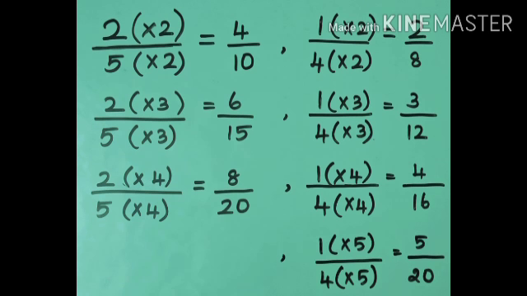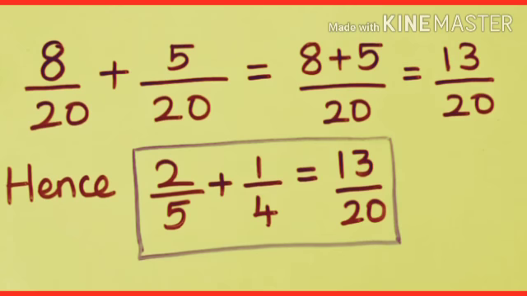So we can easily make this 1 by 4 reach the denominator 20 by multiplying it by 5. So start multiplying 1 by 4 by 5 on the numerator and denominator. We find the equivalent fraction of 1 by 4 as 5 by 20. Now we have reached 8 by 20 and 5 by 20, which are like fractions. Hence, we can add these two fractions. Adding 8 by 20 plus 5 by 20, we get 8 plus 5 by 20, which is nothing but 13 by 20. Hence, the sum of 2 by 5 plus 1 by 4 is equal to 13 by 20.